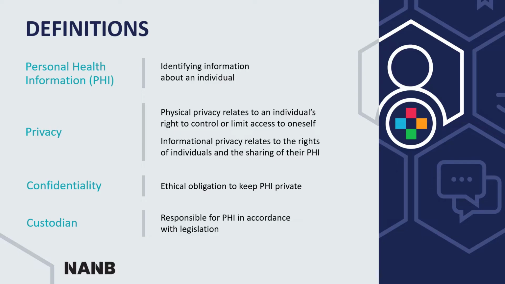Privacy can be defined as physical or informational. Physical privacy relates to an individual's right to control or limit access to oneself. Informational privacy is the right of an individual to determine how, when, with whom, and for what purposes any of their PHI is shared.